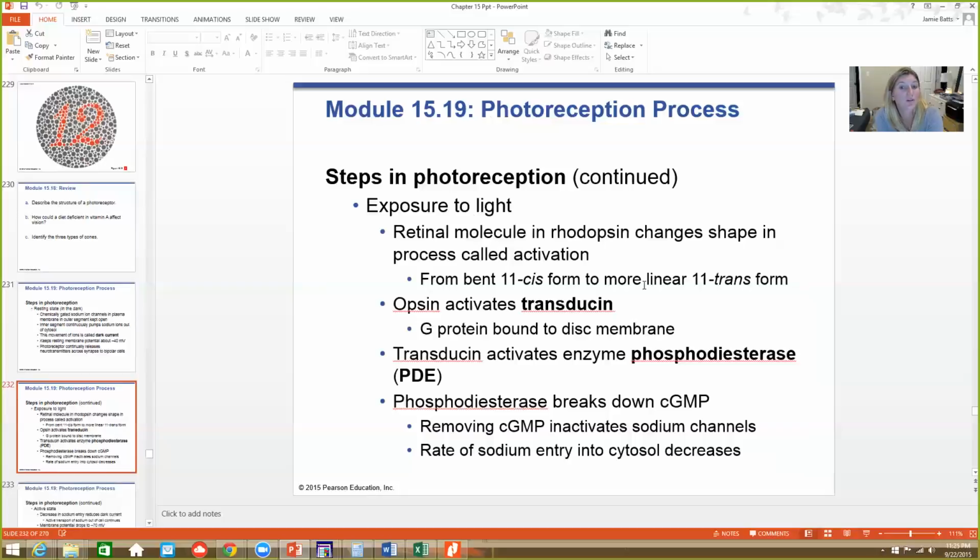Opsin activates something called transduction. This is when a G protein will bind to the membrane disc. If you remember, G proteins then use a second messenger. That's transduction. So transduction will then activate phosphodiesterase, or PDE. Phosphodiesterase breaks down cGMP. Removing cGMP is going to inactivate those sodium channels, and the rate of sodium entry into the cell is going to go down.